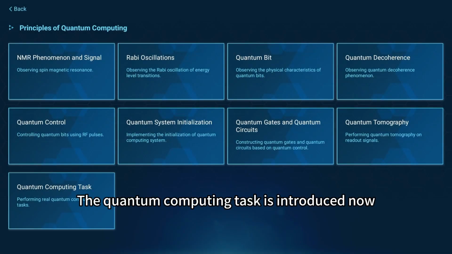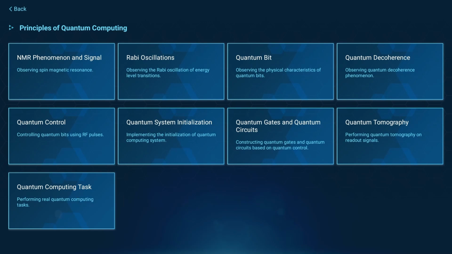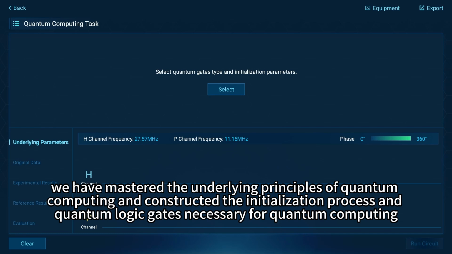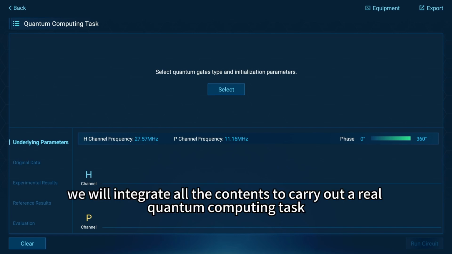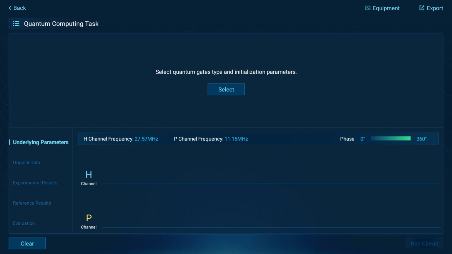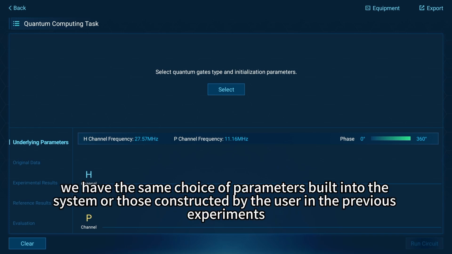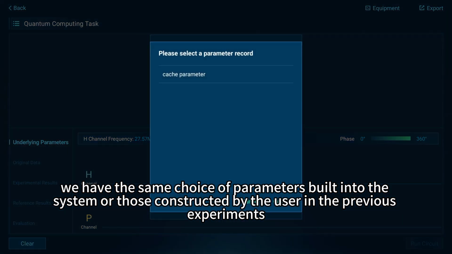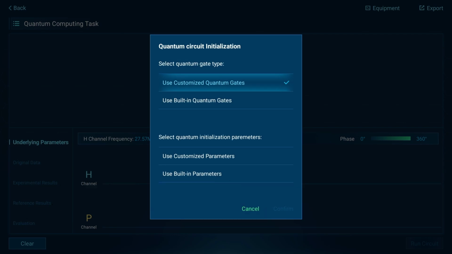The quantum computing task is introduced now. Based on all the teaching experiments mentioned above, we have mastered the underlying principles of quantum computing and constructed the initialization process and quantum logic gates necessary for quantum computing. Next, we will integrate all the contents to carry out a real quantum computing task. In this experiment, we have the same choice of parameters built into the system or those constructed by the user in the previous experiment.